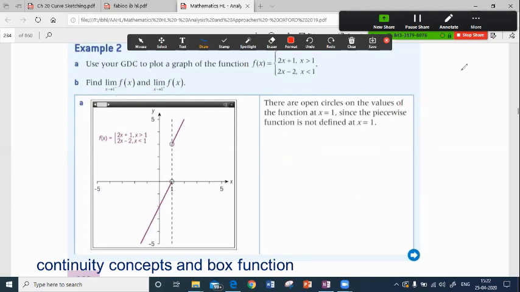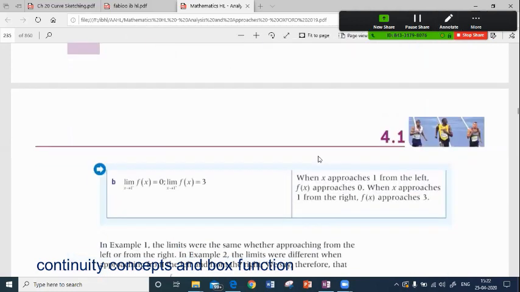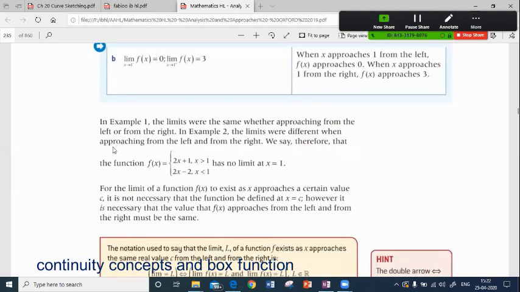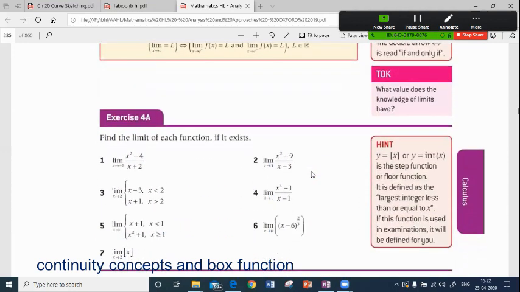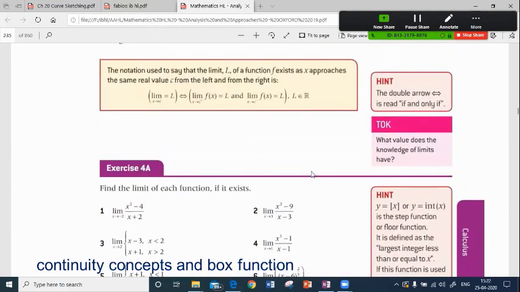Okay, so let's see this. It must be there somewhere. Let me just find it out for you. In example 1, the limits were approaching this. Therefore, see, it has no limit at x equal to 1. Do you understand this? Okay. So the concept: the left hand limit should be equal to the right hand limit for the limit to exist.